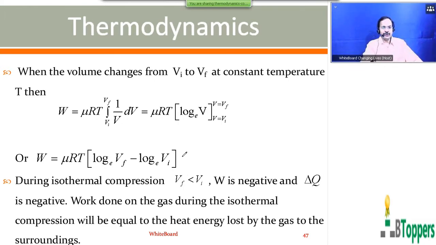Those who are writing the notes, please take a pause and finish copying the notes. So I'm going to read the continuation here. During the isothermal compression, VF is less than VI, W is negative, and delta Q is negative. That is, work done on the gas during the isothermal compression will be equal to the heat energy lost by the gas to the surroundings. Please take a pause and finish writing the notes up to here.